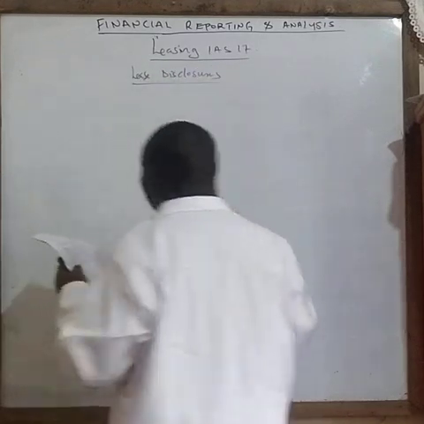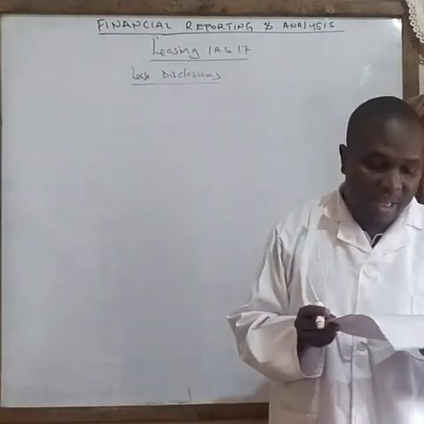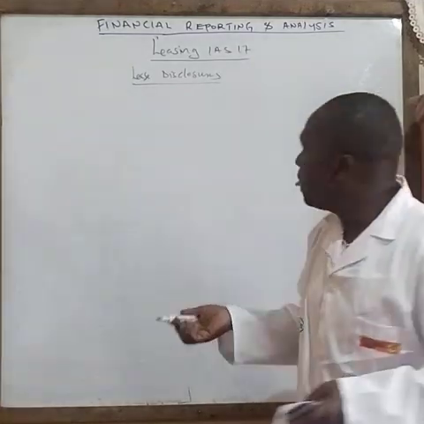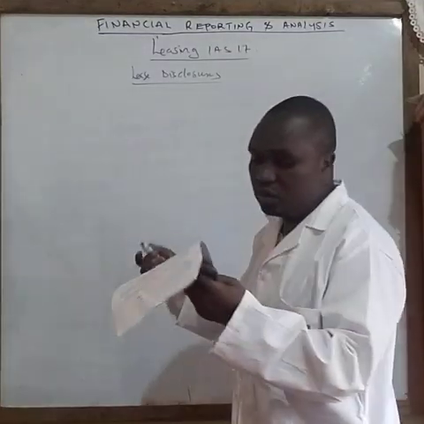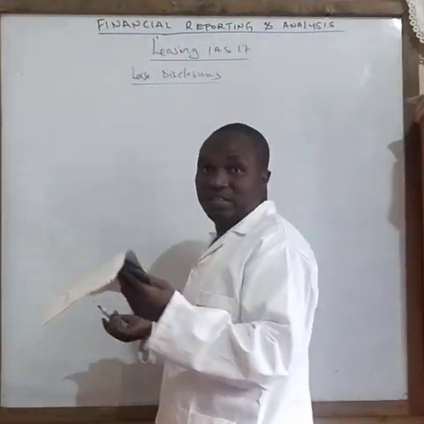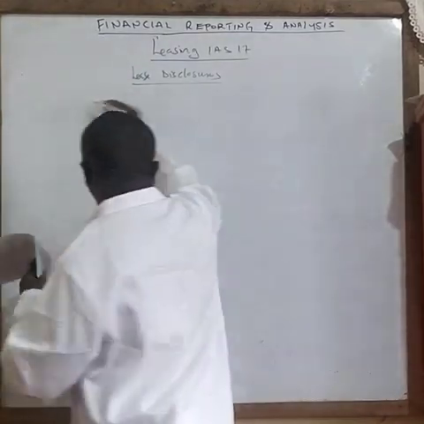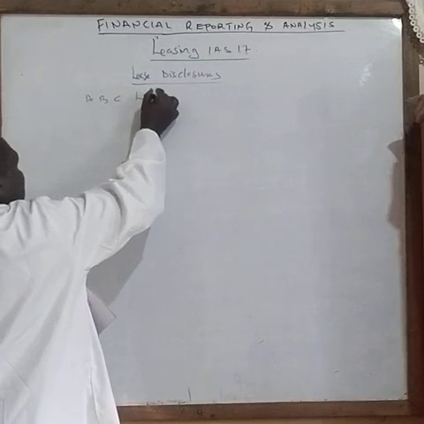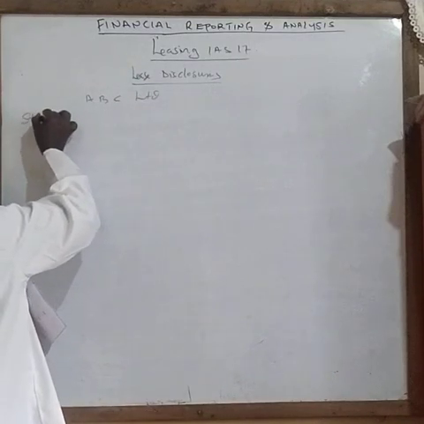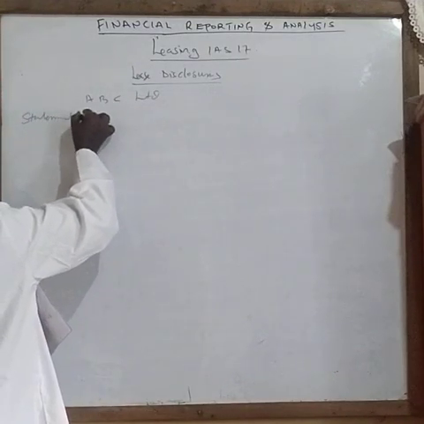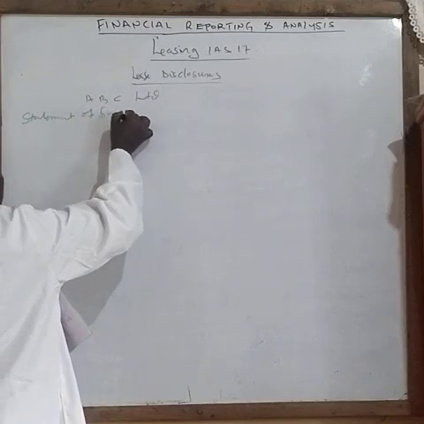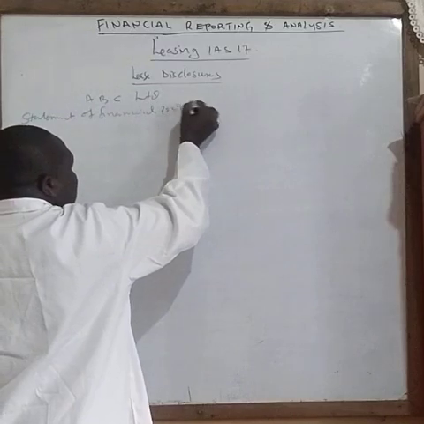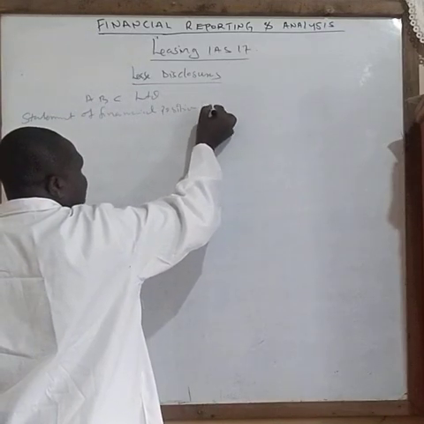How do we show them in the financial statement? Let's use the same question. It is very simple. Number one, first of all, you have to know the name of the business. You put the name of the business, assuming it is ABC Limited. Then you say statement of financial position. In this case, it is not complete, therefore you can say extract.